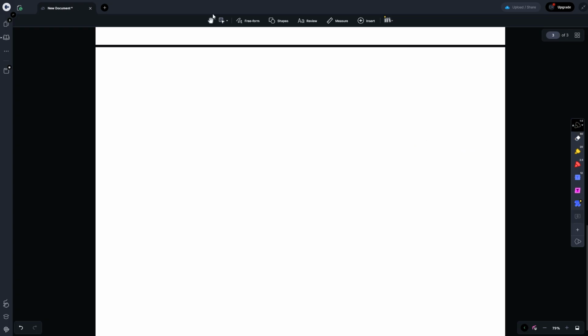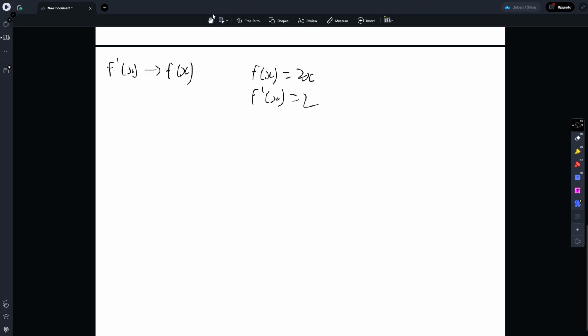And that's what's called an anti-diff. An anti-diff is turning f dash of x back into f of x. And a very important thing to note that I forgot to mention is, well, this is kind of obvious, I guess. If f of x equals 2x, f dash of x will just equal 2. But if we have f of x equals x squared plus 2, this will become just 2x as well.